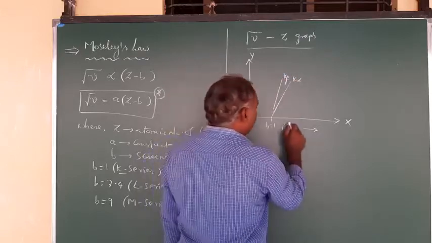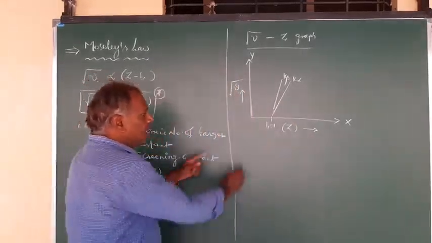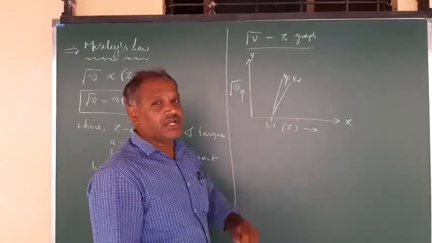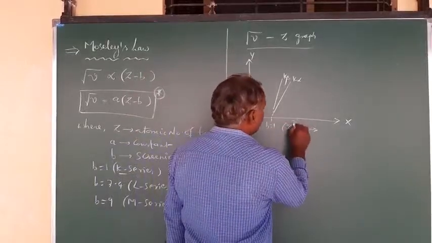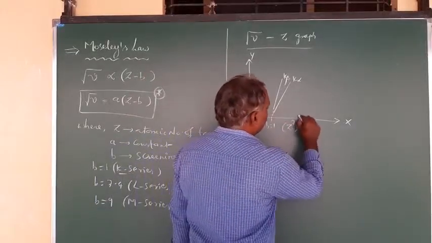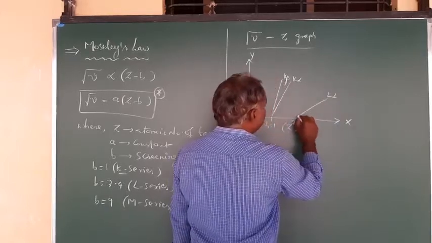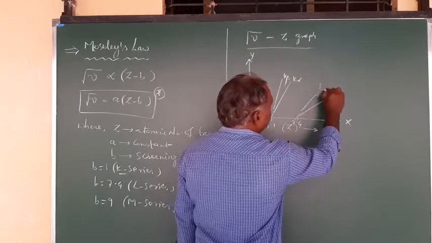Like if you go for B equal to 7.4, from here to here the 7.4, there you can observe again a straight line, but that is for the L series. So here this is 7.4. There you can observe this is L alpha where it will be striking, and let this one again be L beta.